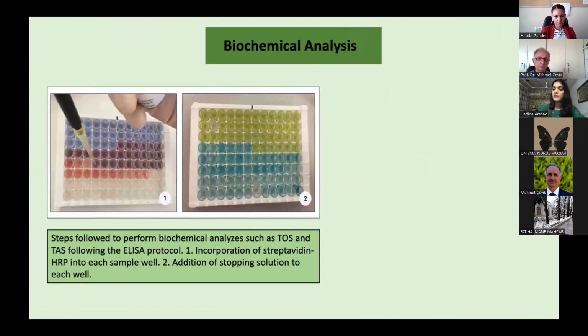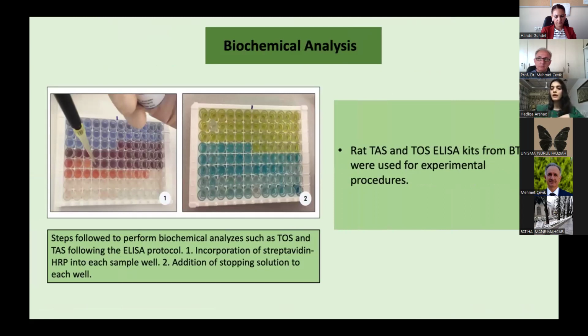So the first step is the biochemical analysis. The biochemical analysis was done for the rat TAS and TOS ELISA kits. TAS is the total antioxidant status, and TOS is the total oxidative status. The protocol was given according to the kits we used.